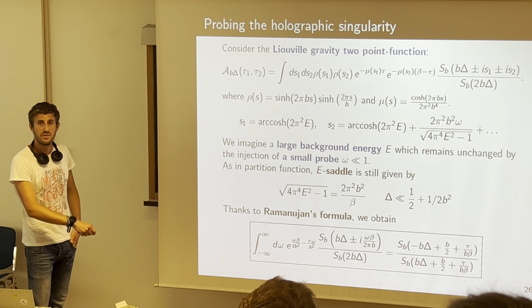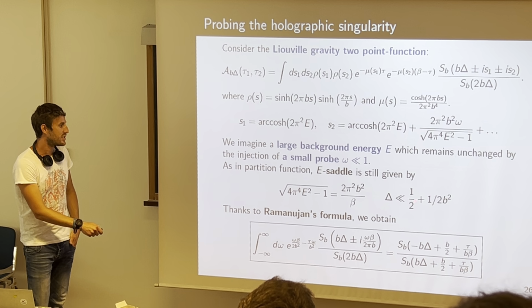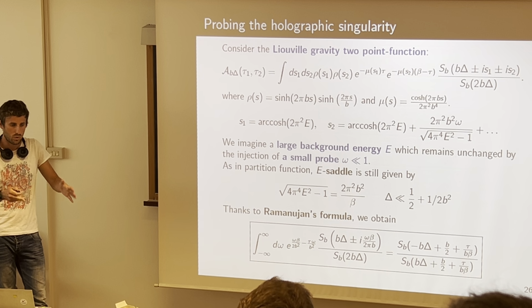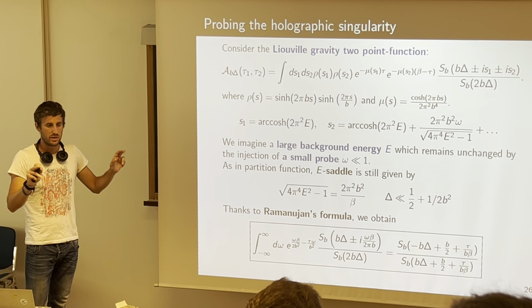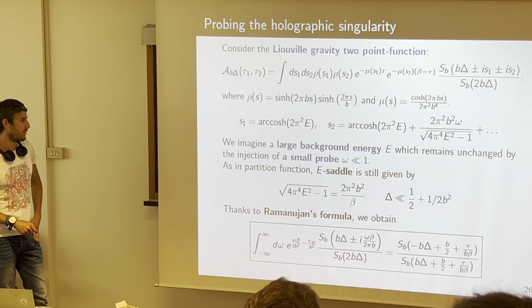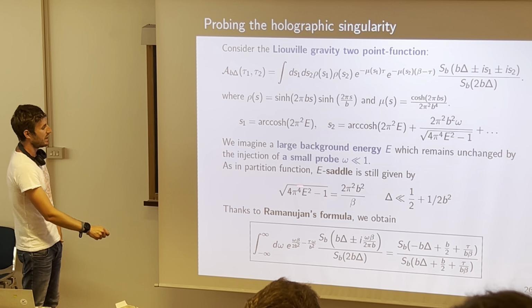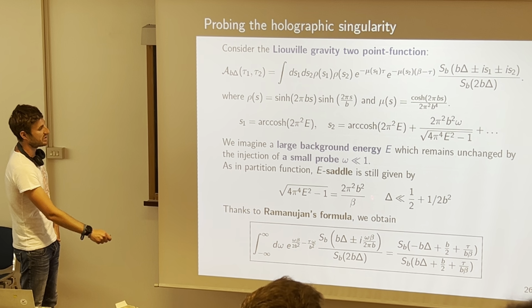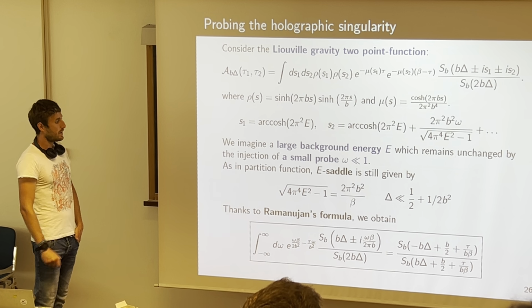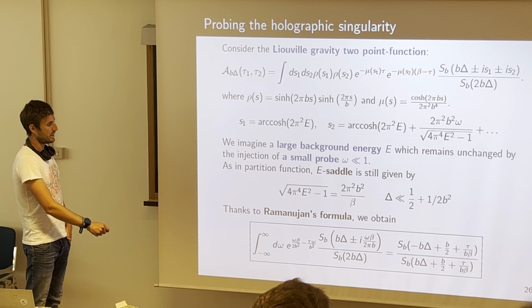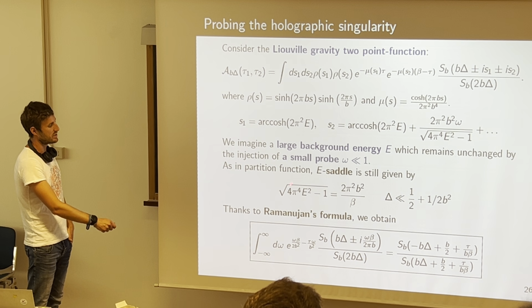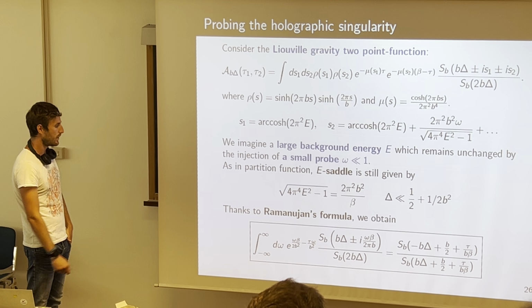The conformal dimension of the operator has to be light in such a way that it doesn't deform the saddle point of my geometry, because I want the probe to be just a probe and not to backreact on the geometry, in such a way that the saddle of the integral over E, once I do the change of variables, is again given by the standard relation between energy and temperature of Liouville gravity. So this is like going from the canonical ensemble to the microcanonical ensemble.